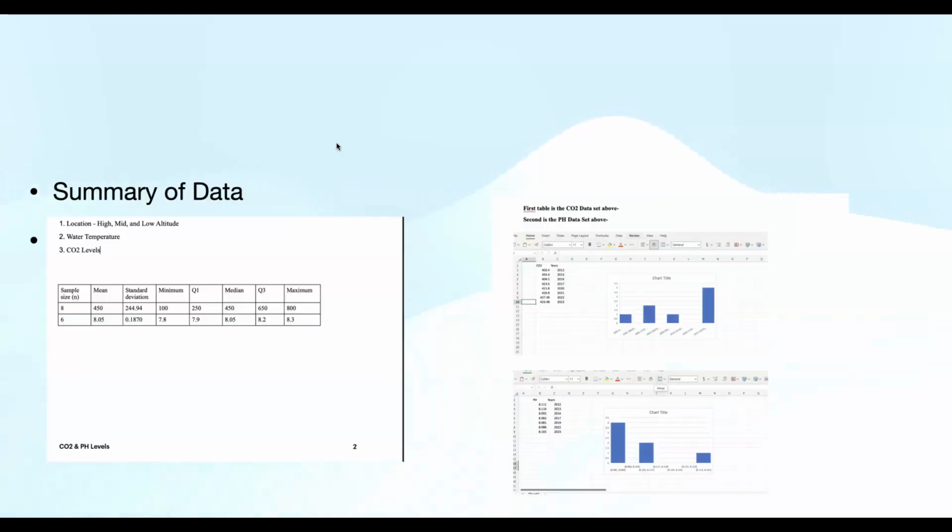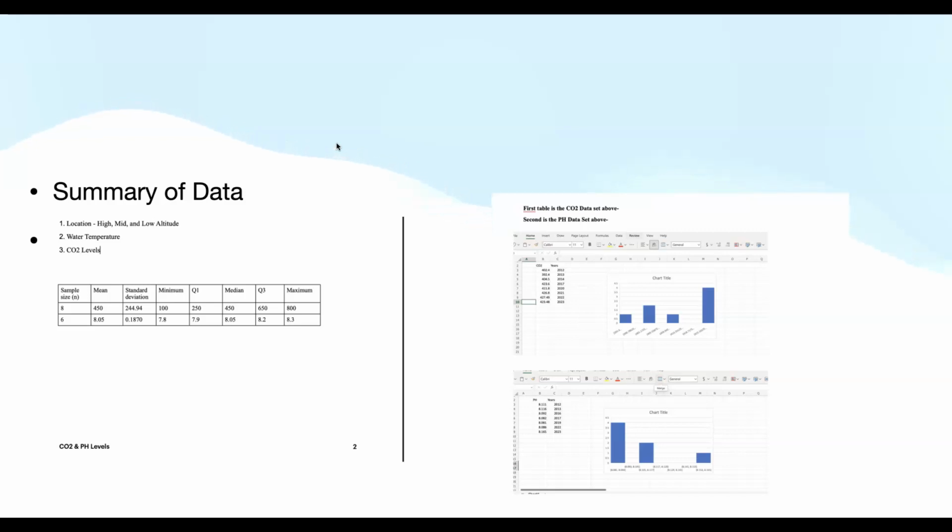So here's kind of the summary of my data. I screenshotted the location from each worksheet each week, but we have the location as high, mid, and low altitude, water temperature, and CO2 levels, which is kind of what I wanted to focus on. It did end up just being CO2 levels and pH.